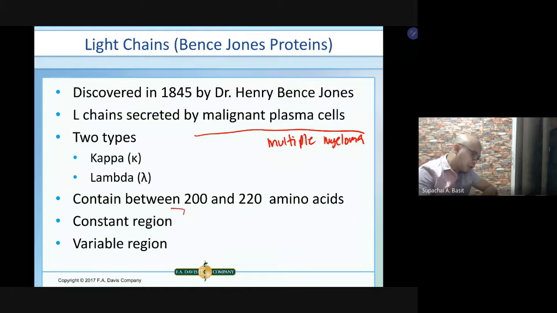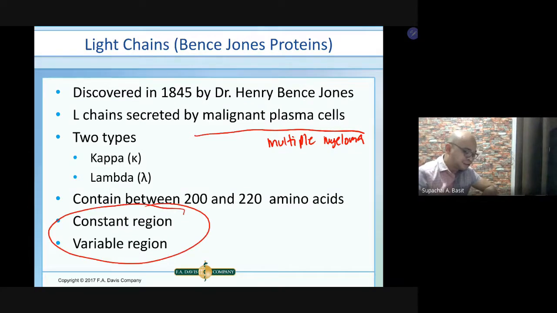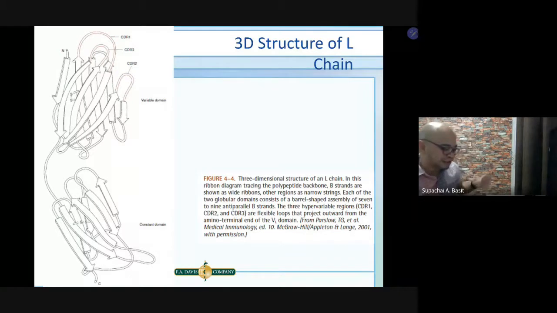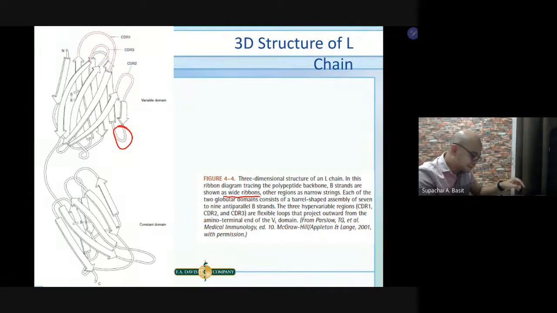Again, it is made up of constant region and variable region. So this is the 3D structure of the light chain, the ribbon-like 3D structure. As you can see in this illustration, we call these the beta strands, and they are characterized as wide regions, while other regions are like narrow strings. Each of the two globular domains consists of a barrel-shaped assembly of 7 to 9 anti-parallel beta strands.